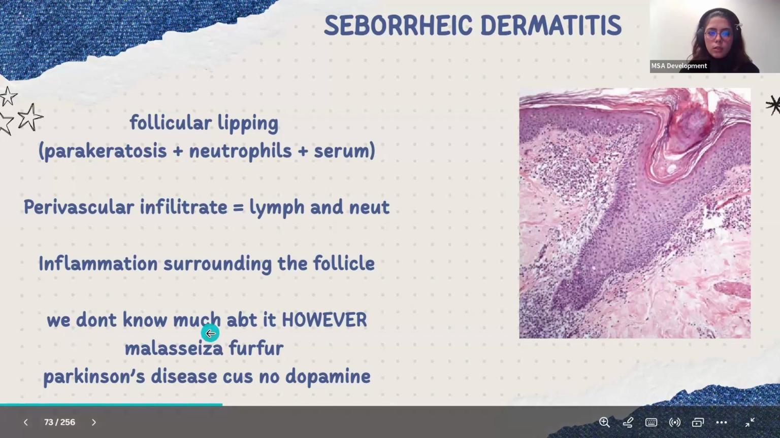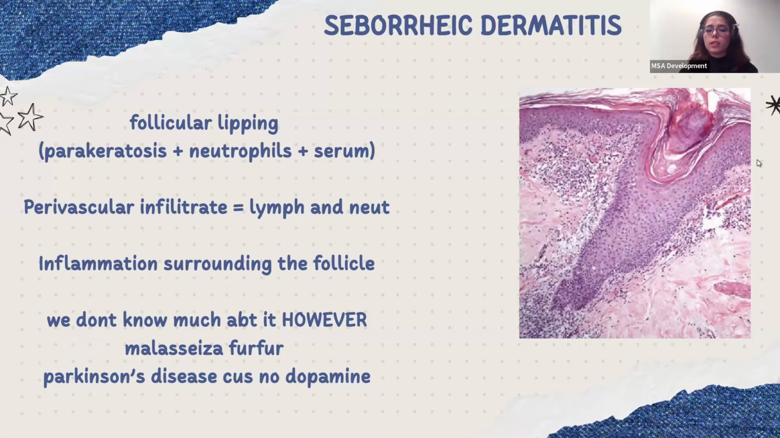Pathogenesis is not really understood, but Malassezia furfur is involved, and Parkinson's disease is also involved in it. The theory behind Parkinson's disease is that there's no dopamine in it.